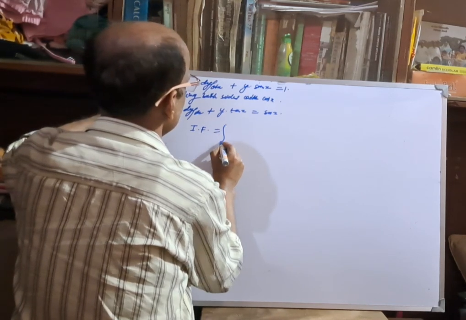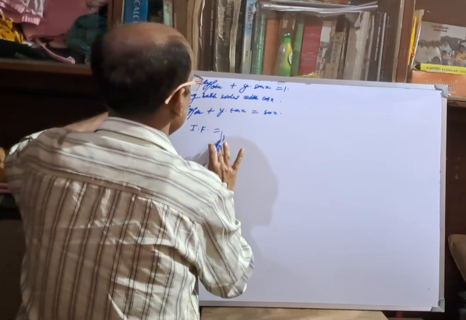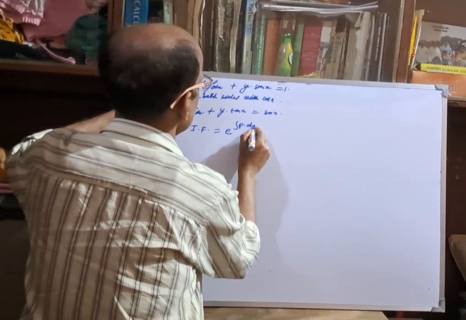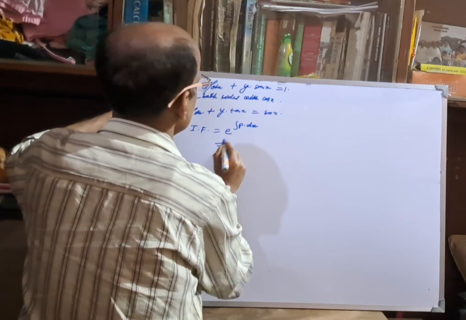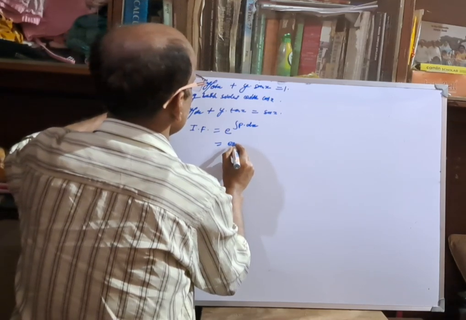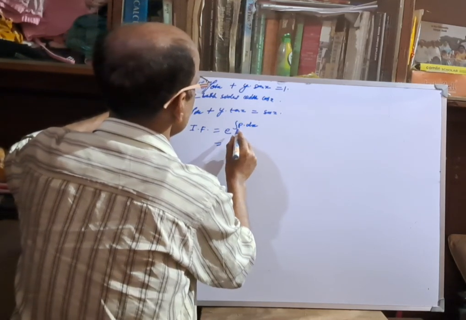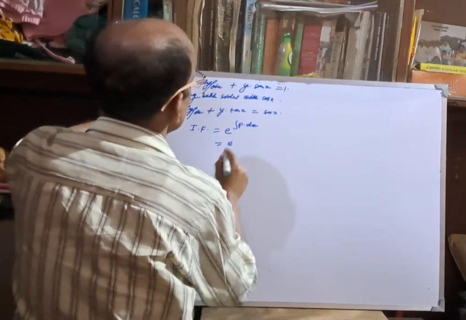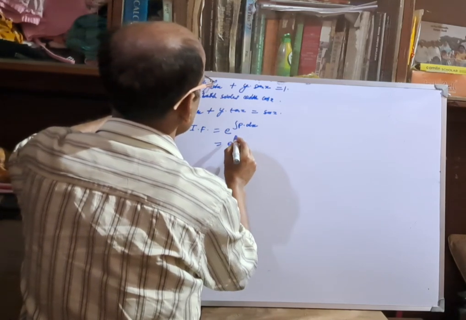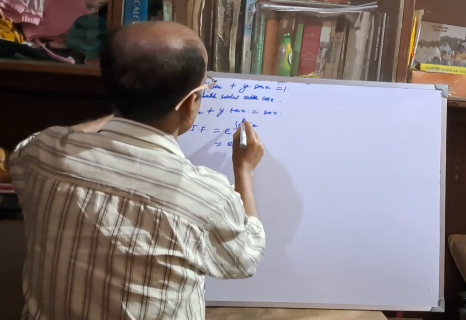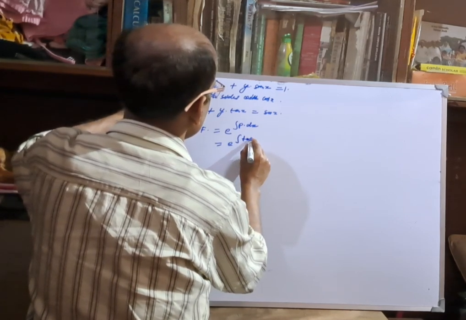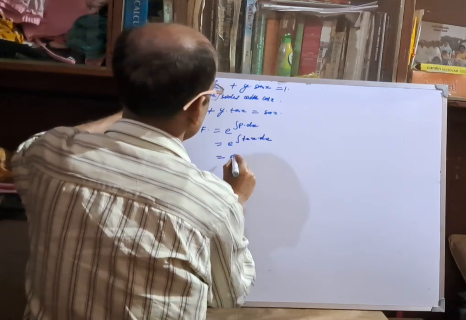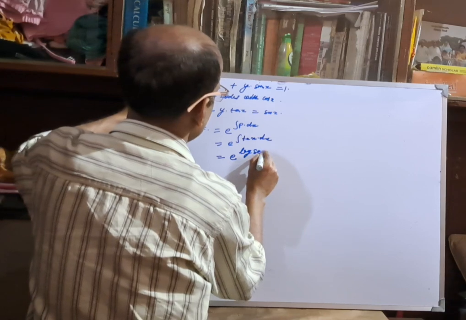So the integrating factor is equal to e to the power integral of p dx. This is the main expression. So e to the power, the value of p is here. One step I have shown you to remind the linear form. The value of p here is tan x. Clear? So that is e to the power log sec x.